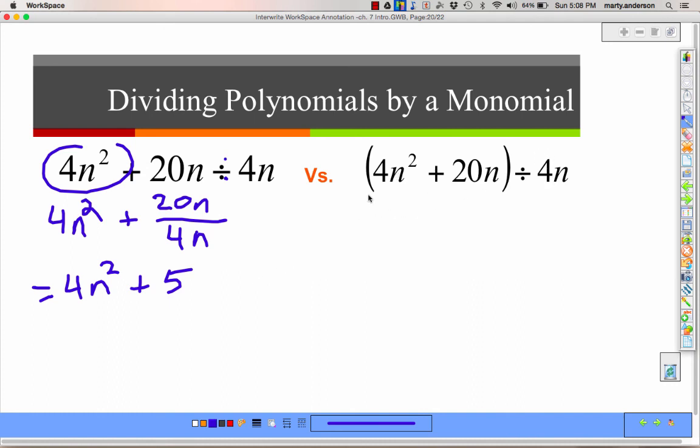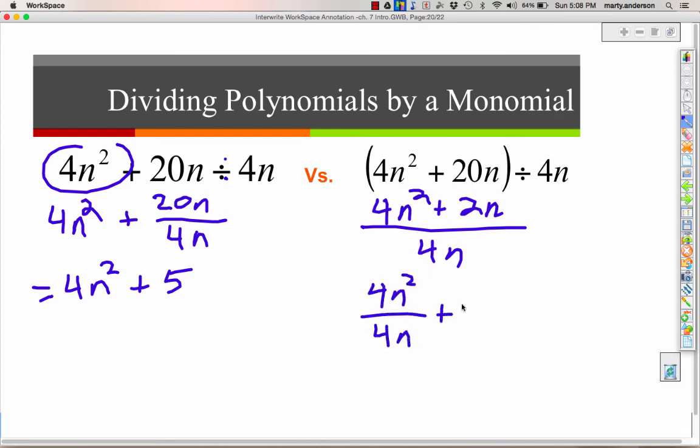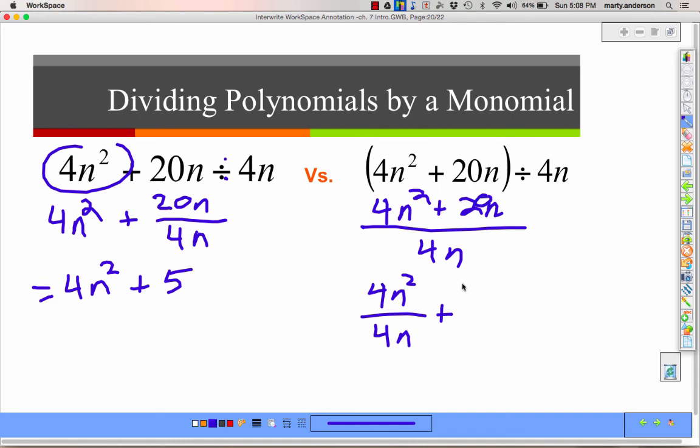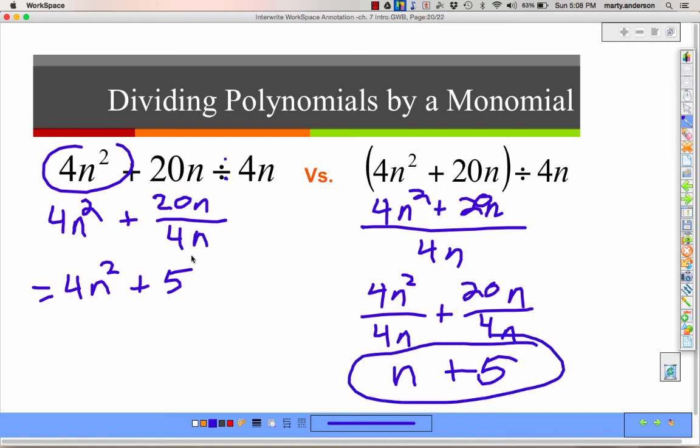However, over here, I am putting everything over 4n because it's in parentheses. When I put everything over 4n, I now get 4n squared over 4n plus, that should have been 20, over 4n. I almost made my first mistake of the year. And this ends up being n plus 5. Notice the difference. These parentheses mean put everything over the 4n. This means just put the 20n over the 4n.